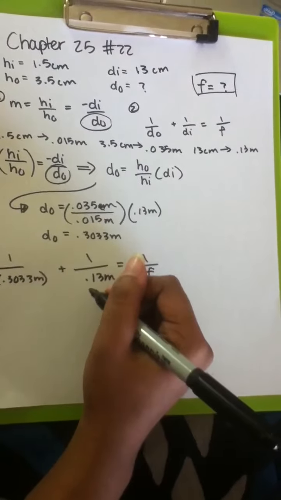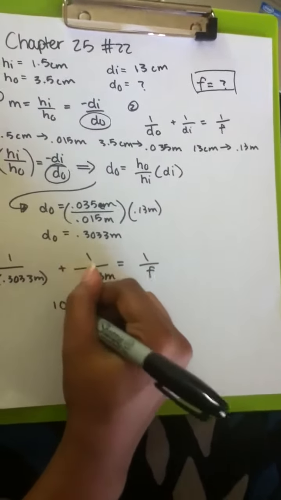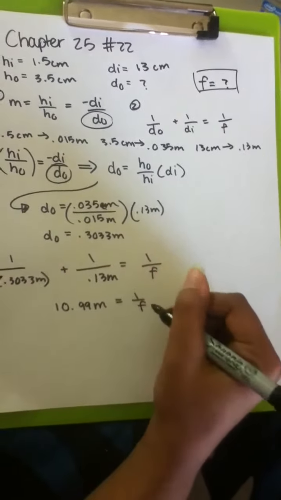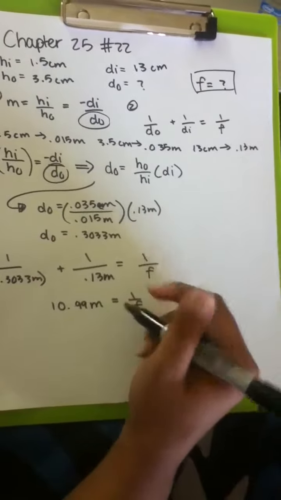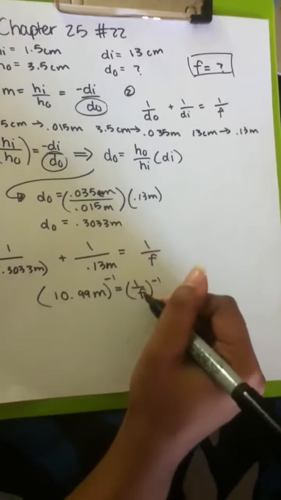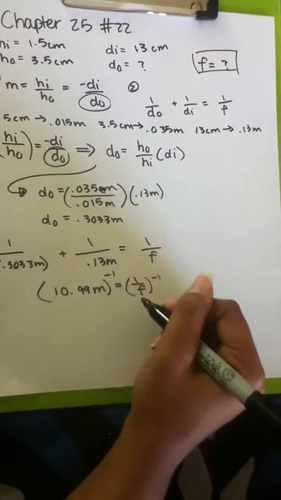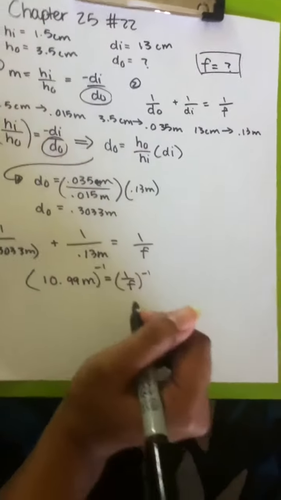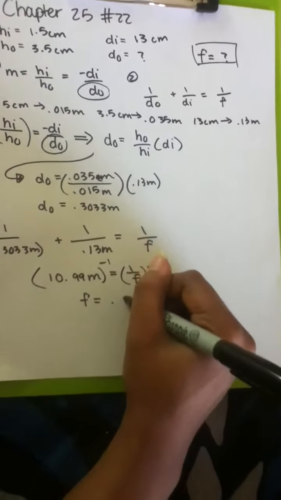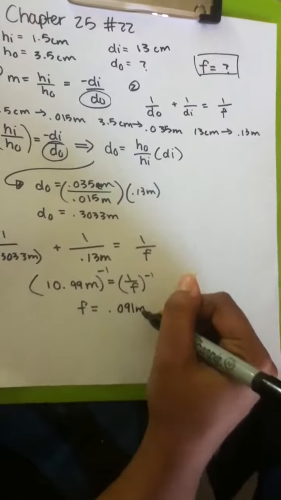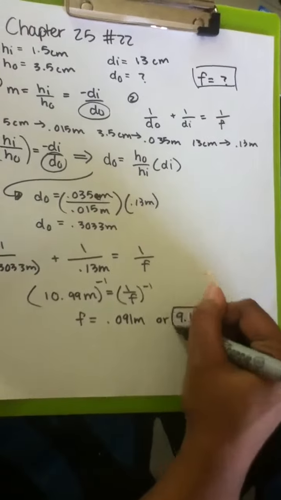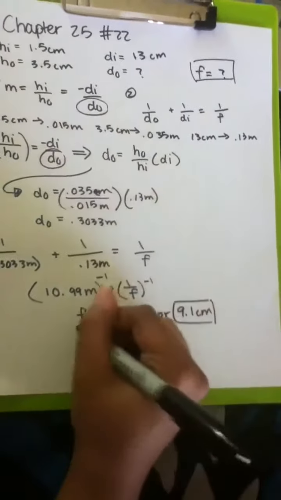I came up with a value of 10.99 inverse meters is equal to 1 divided by f. But this is not the focal length. What you have to do is raise everything to the -1 in order to find the focal length, because right now this is 1 divided by the focal length. And so once I did that, I found that the focal length was equal to 0.091 meters, or 9.1 centimeters. And this was the final answer for the focal length.